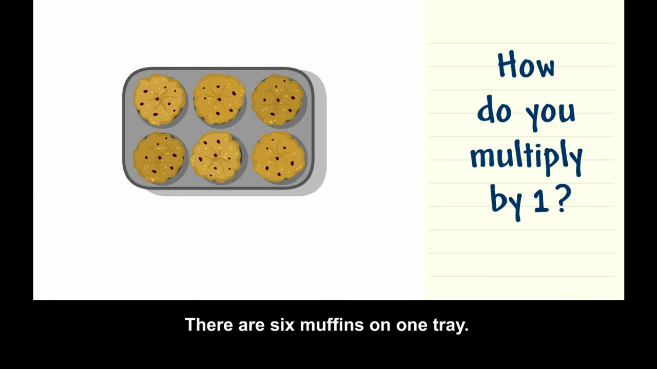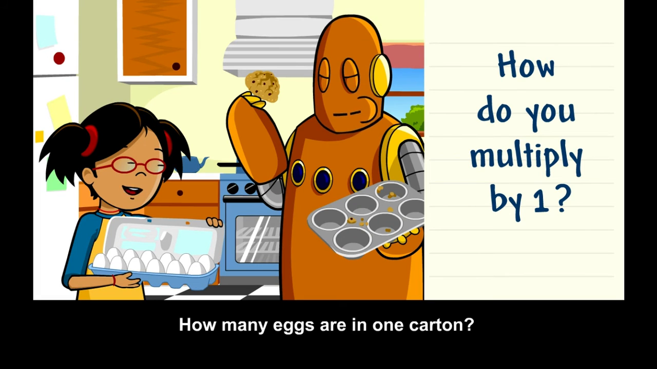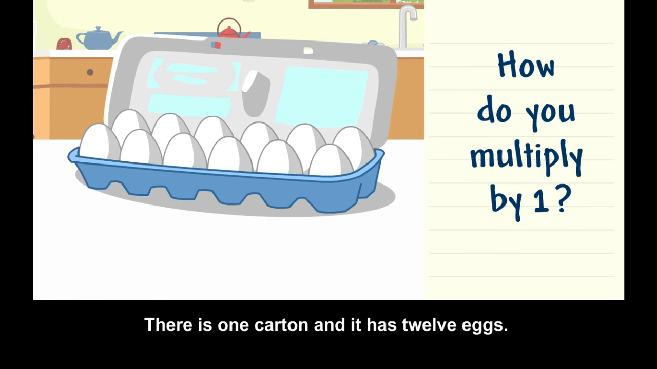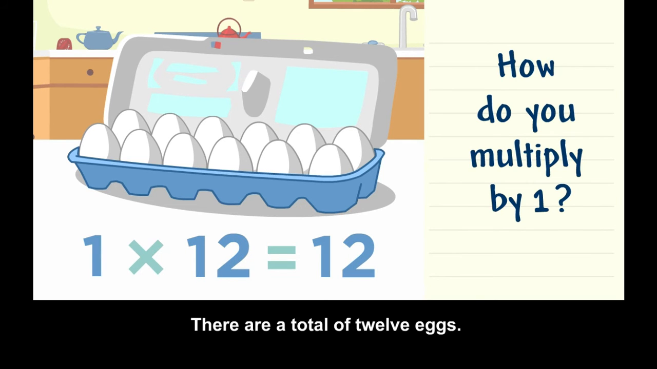There are 6 muffins on 1 tray. What is the total number of muffins? 6 times 1 is equal to 6. There are 6 muffins. How many eggs are in 1 carton? There is 1 carton, and it has 12 eggs. 1 times 12 is equal to 12. There are a total of 12 eggs.